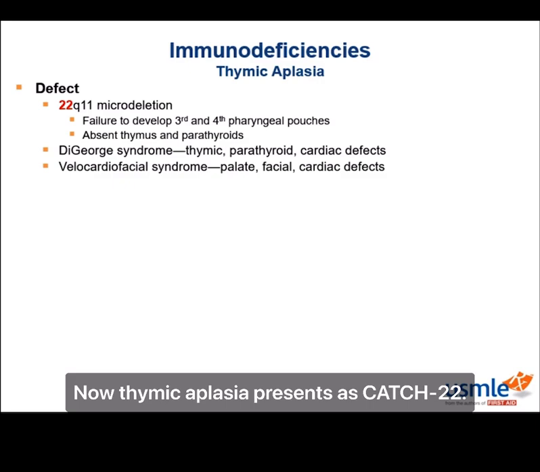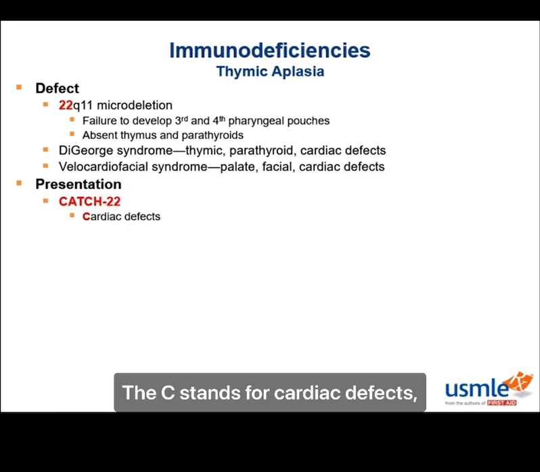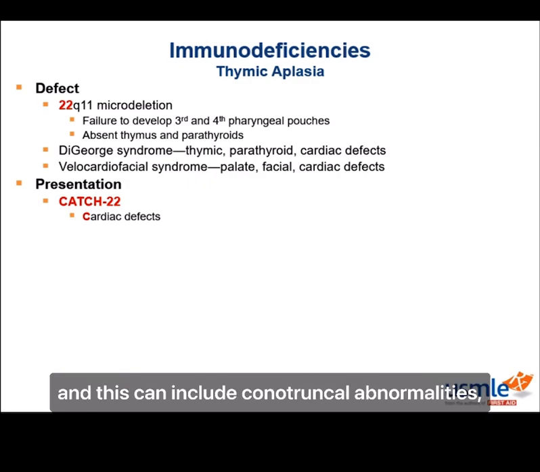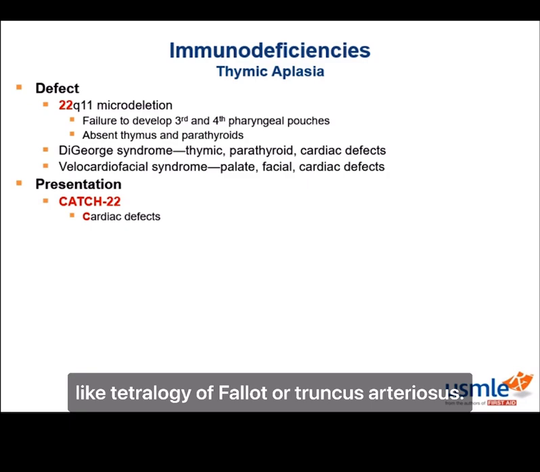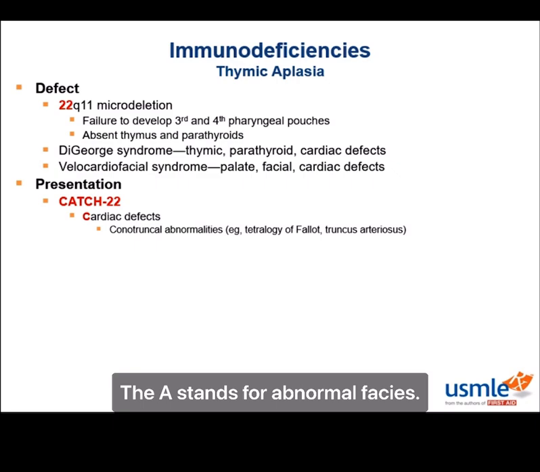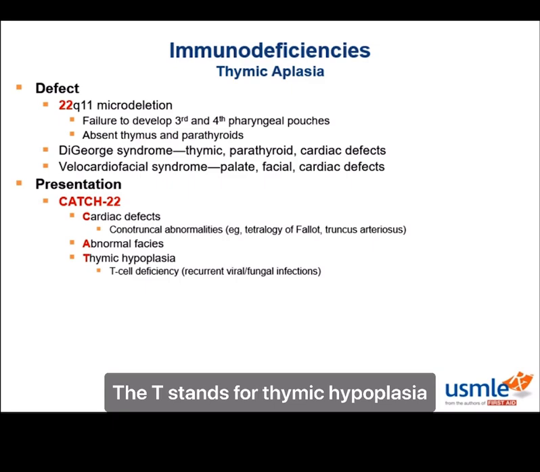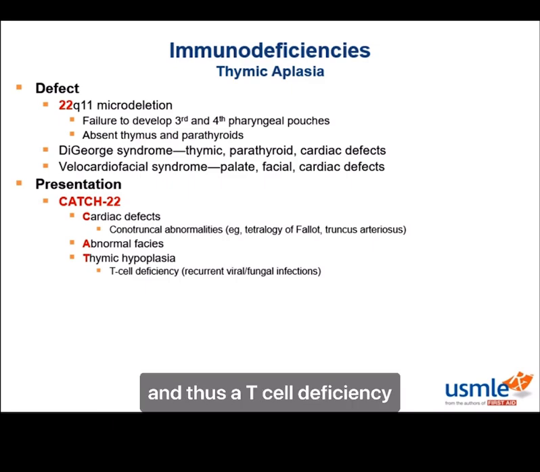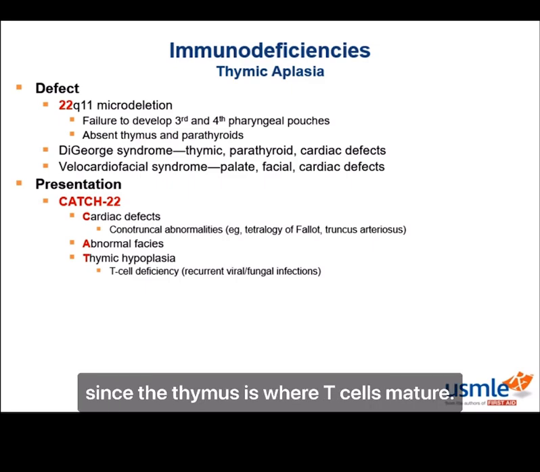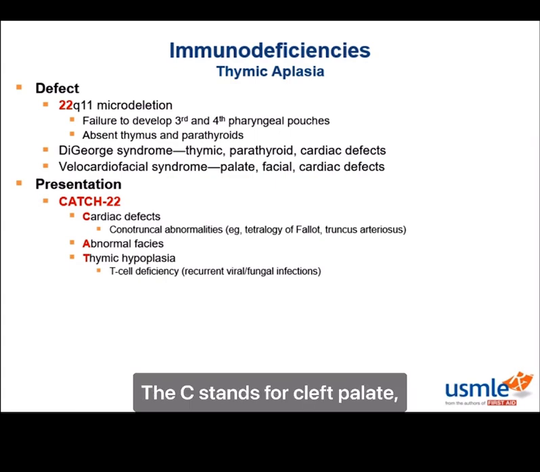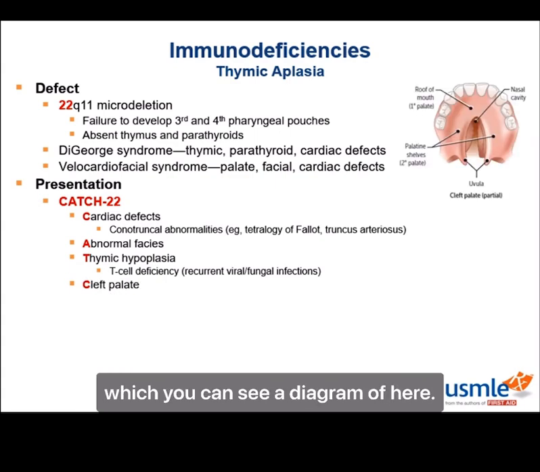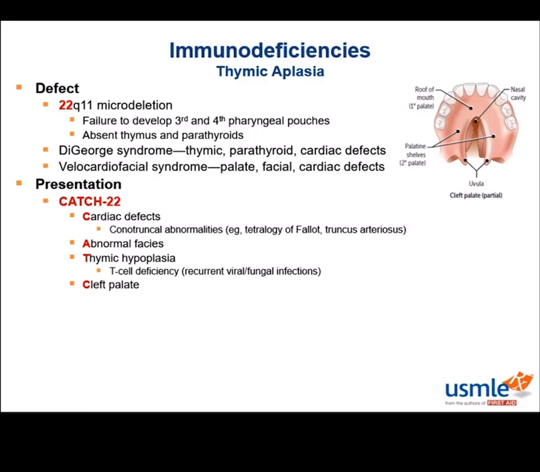Now, thymic aplasia presents as CATCH-22. The C stands for cardiac defects, and this can include conotruncal abnormalities like tetralogy of Fallot or truncus arteriosus. The A stands for abnormal facies. The T stands for thymic hypoplasia, and thus a T cell deficiency, since the thymus is where T cells mature. The C stands for cleft palate, which you can see a diagram of here.